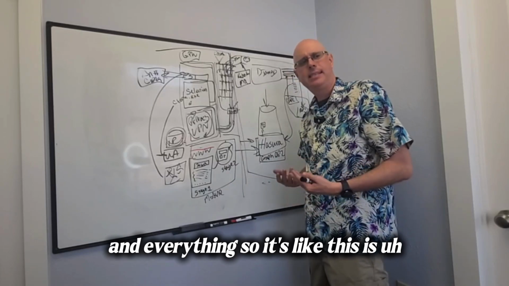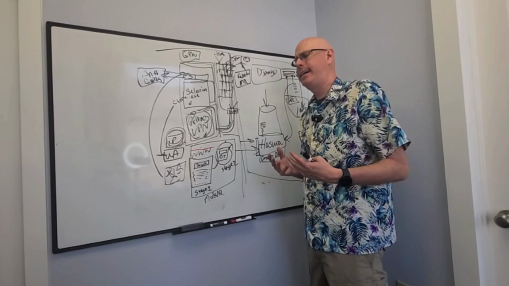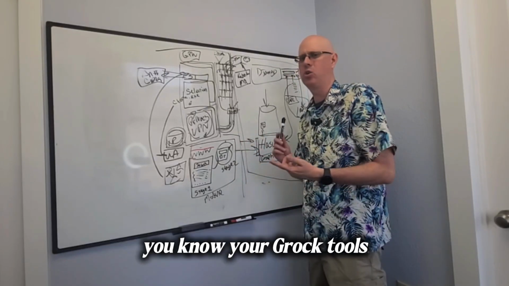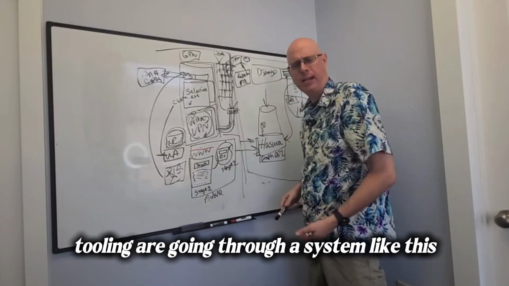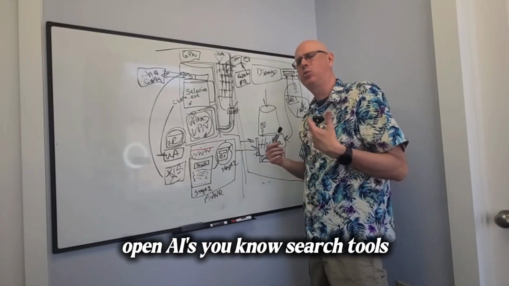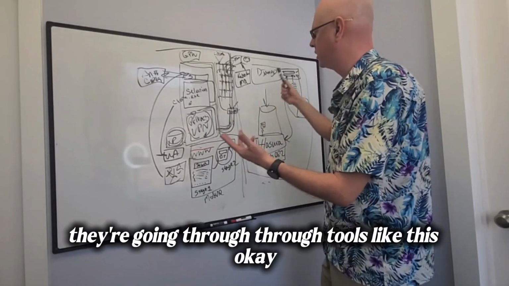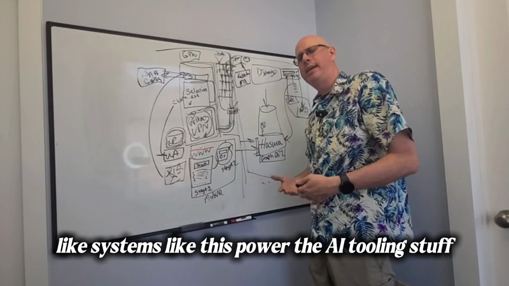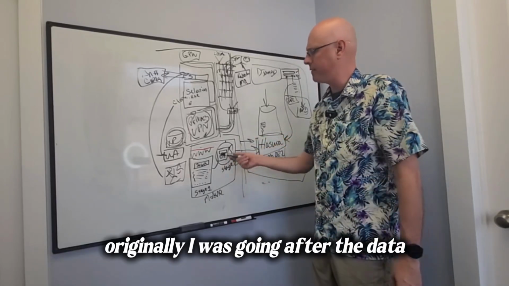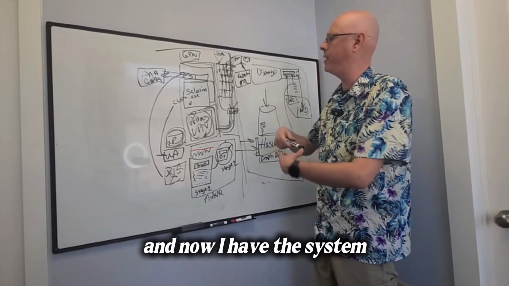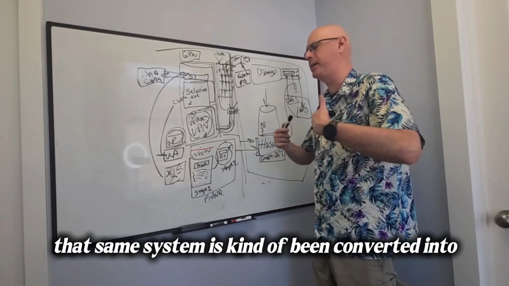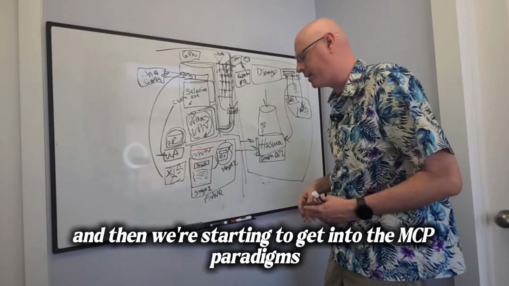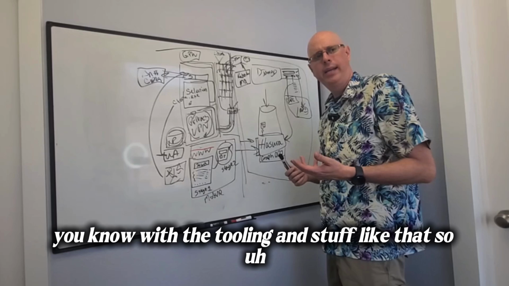These kinds of systems are what we're seeing powering very advanced tool-driven stuff. Your Grok tooling is going through a system like this. OpenAI's search tools, deep search tools, they're going through tools like this, okay? Systems like this power the AI tooling stuff. Originally I was going after the data so I could train the models, and now that same system has been converted into AI tooling systems, and we're starting to get into the MCP paradigms with the tooling and stuff like that.